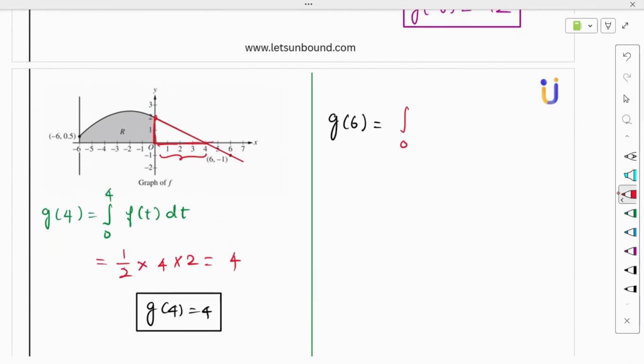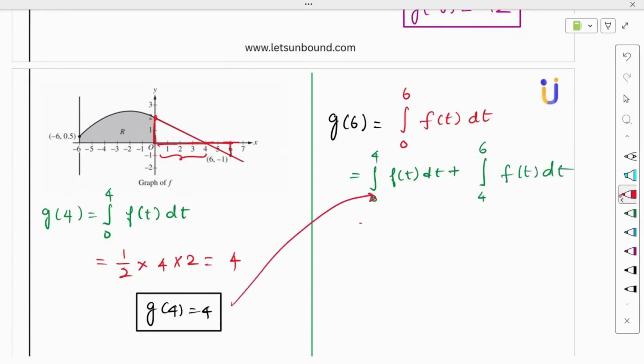That means the integral from 0 to 6 of f of t dt. Now I'm going to break it down into two areas. Can you see 0 to 6 is broken down into two areas. One is the area above the axis and one is the area below the axis. So the integral from 0 to 4 of f of t dt plus the integral from 4 to 6 of f of t dt. This we already calculated. You can notice it from here, right? So this is 4. And this is below the x-axis, right? Your curve is below the x-axis, so you have to give a minus, negative.